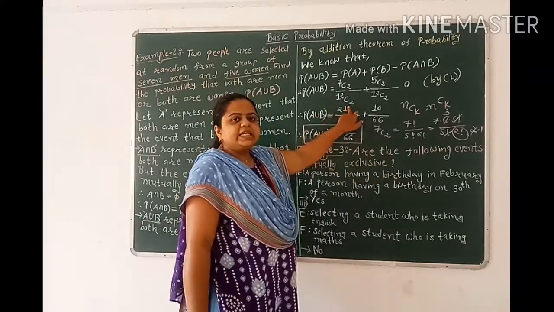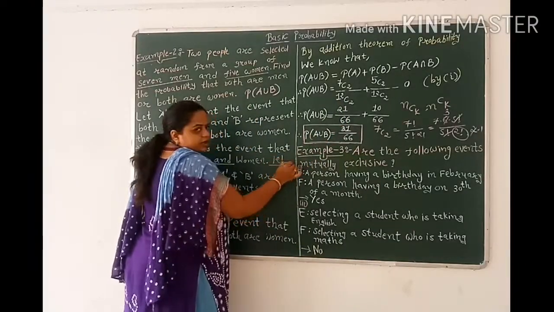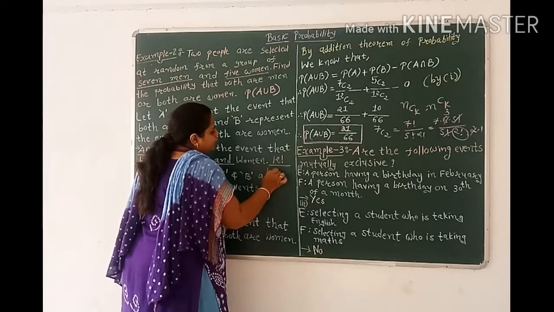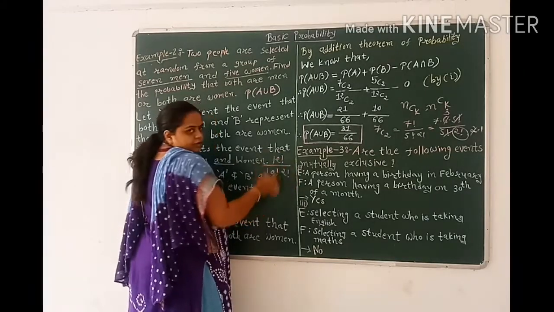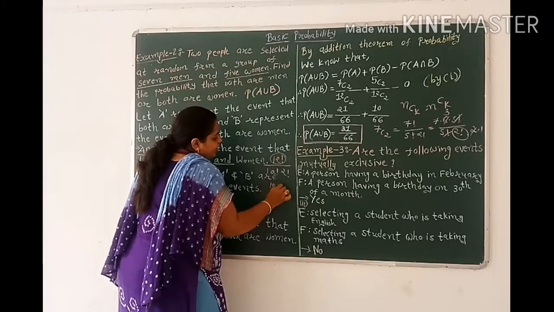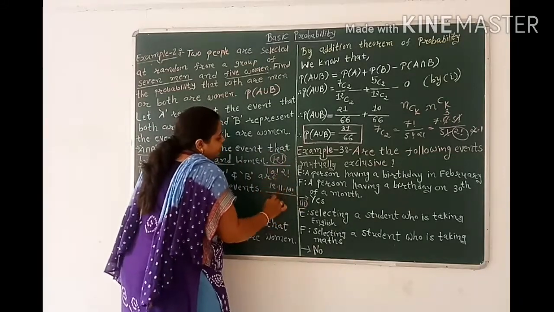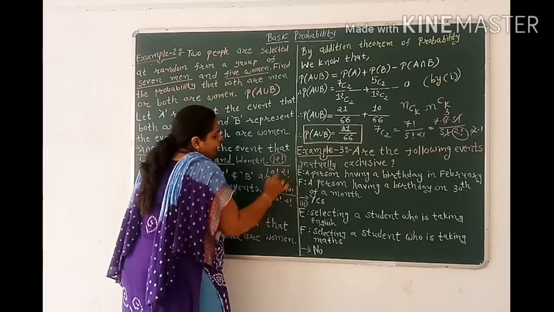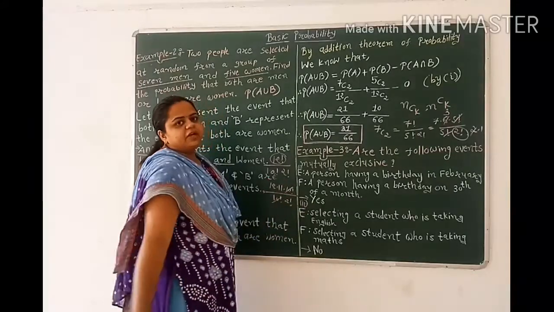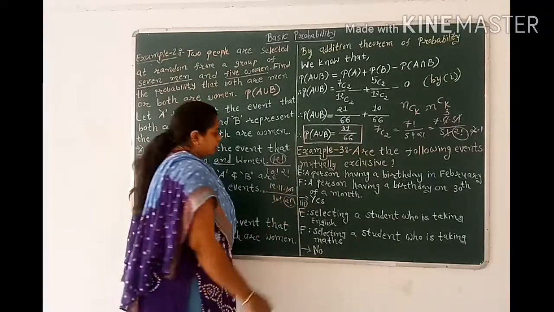Now 12C2, that is 12 factorial over (12 minus 2) factorial, that is 10 factorial, into 2 factorial, and 12 factorial we can write as 12 into 11 into 10 factorial over 10 factorial into 2 factorial as it is. So 10 factorial cancels out. 2 factorial is 2 into 1.